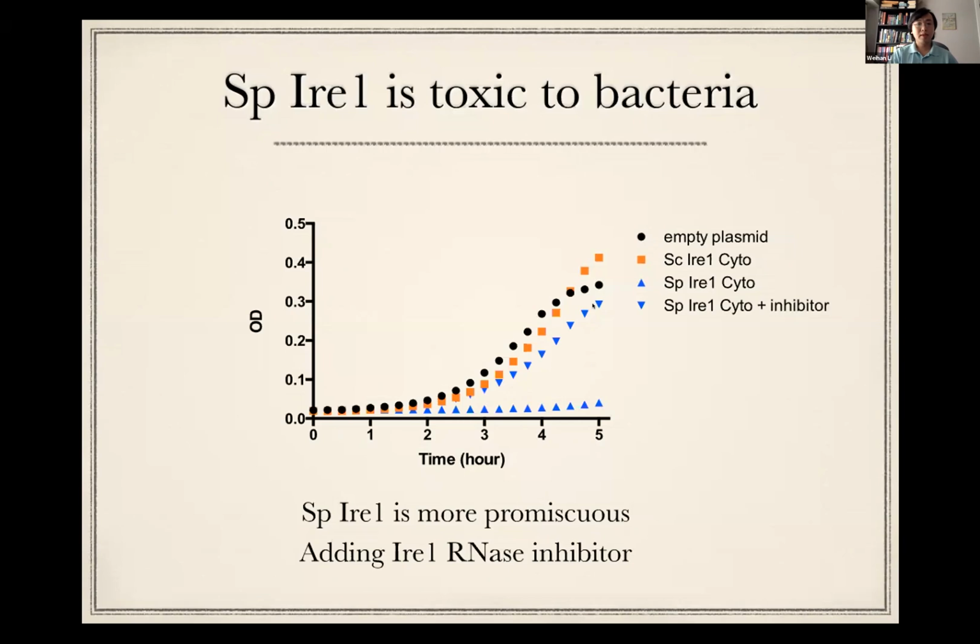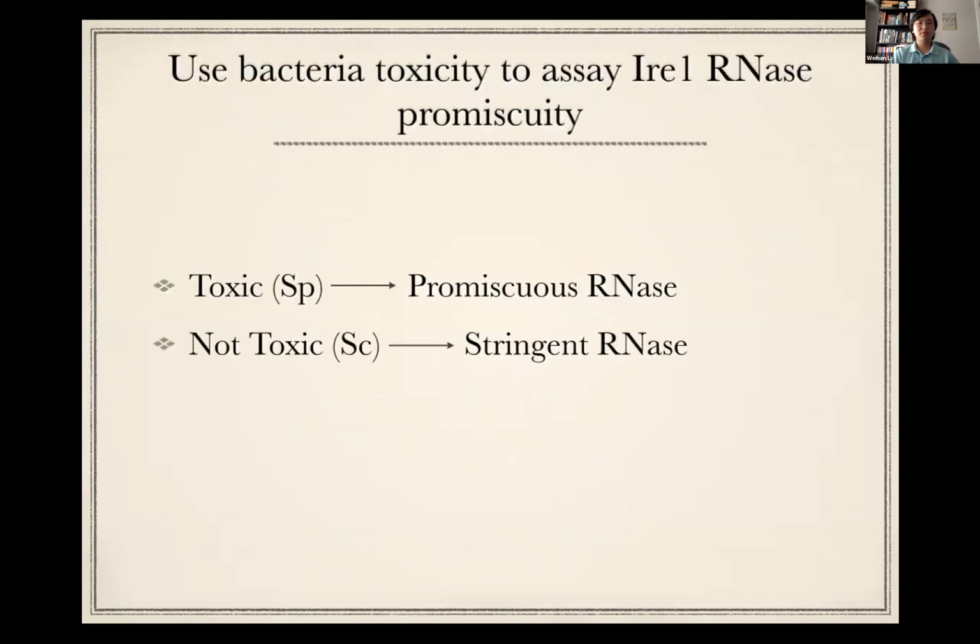So this assay turned out to be very powerful in terms of examining the promiscuity of an IRE1. Because, for example, if an IRE1 is toxic, like pombe, it suggests that the IRE1 has a promiscuous RNase. And if IRE1 is not toxic, like cerevisiae IRE1, then it has a stringent RNase. So we serendipitously turned a nightmare of protein purification into a dream assay to test the RNase specificity.